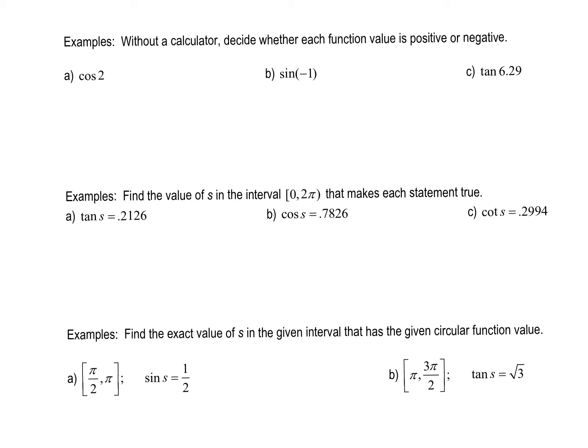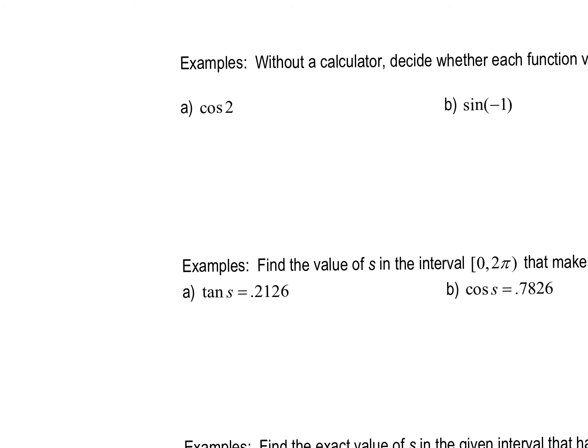So I'm going to start with this very first example here, on the second to last page of the notes packet, about halfway down. This says, without a calculator, decide whether each function is positive or negative. What we need to remember first is the "All Students Take Calculus" thing: in our quadrants, all of the functions are positive in the first quadrant, the sine function as well as the cosecant function are positive in the second quadrant, tangent and cotangent are positive in the third quadrant, and cosine and secant are positive in the fourth quadrant.